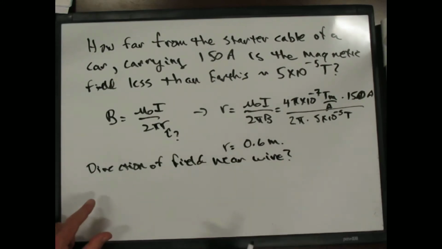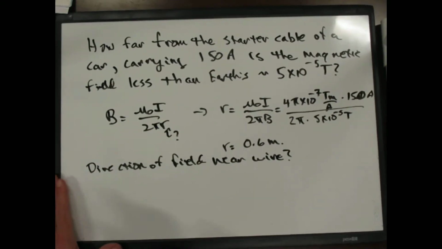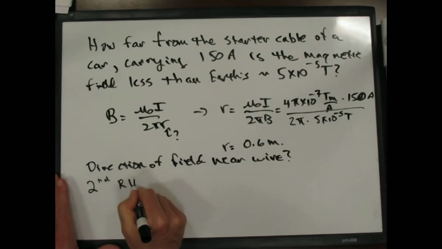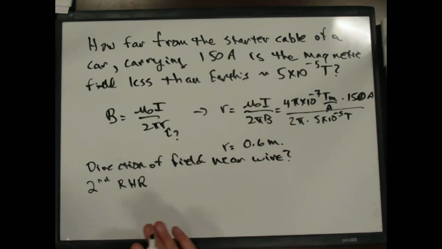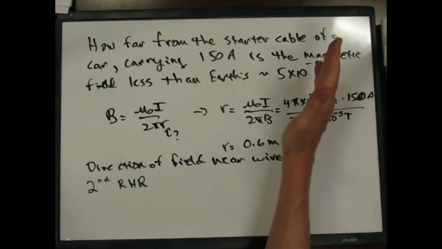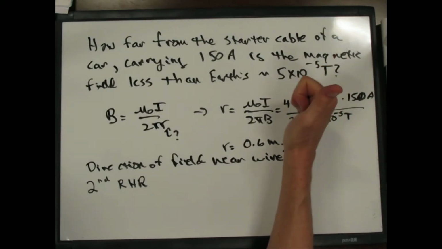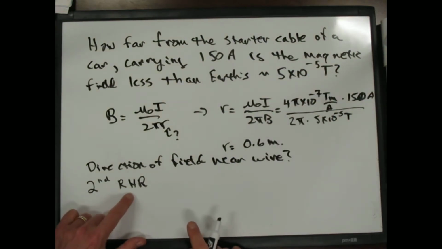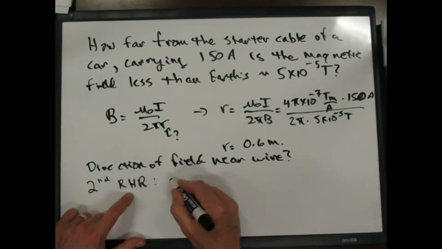So we can now ask the question, well, what's the direction of the field near the wire? And this is the second right-hand rule. The first one was, how do you calculate the direction of the force in the Lorentz force? You point your arms in the direction of the velocity or the current, curl towards the magnetic field, and your thumb points in the direction of the force. This is the right-hand rule that allows you to calculate the direction of the magnetic field near a wire that's carrying current.